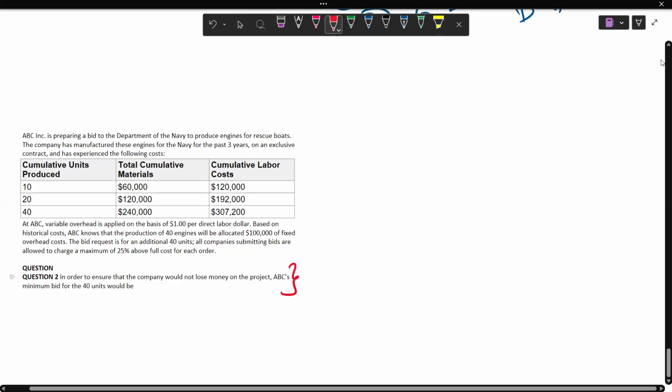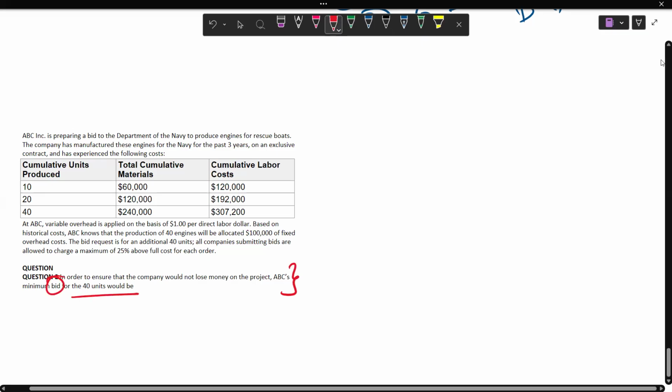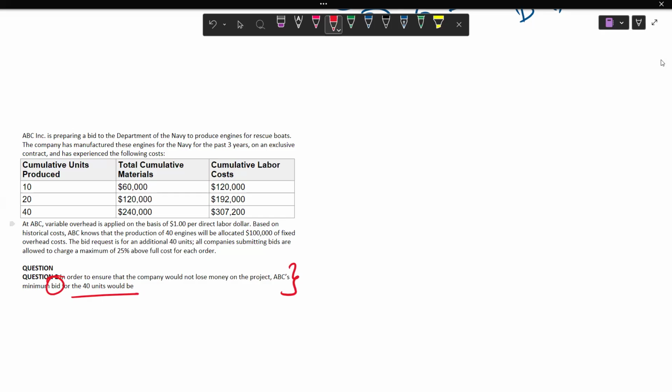So in this question, in order to ensure that a company would not lose money on the project, what is the company's minimum bid for 40 units? So that's what the cost will be. I mean, what's the minimum bid value they need to place for getting the contract. If you read the question, there is a lot of nonsense.